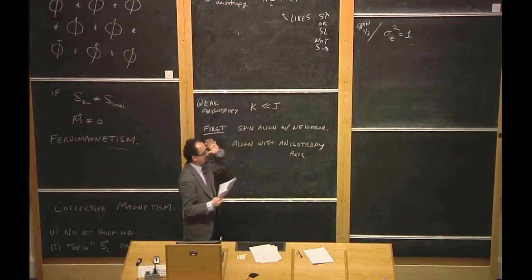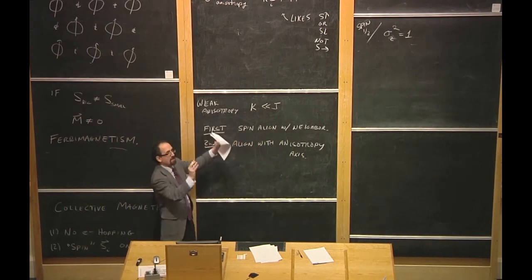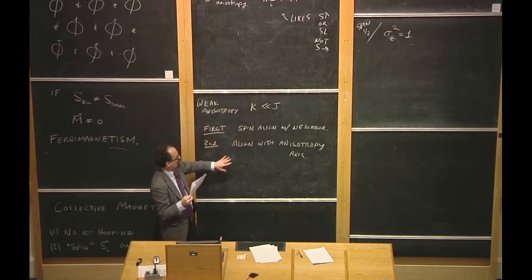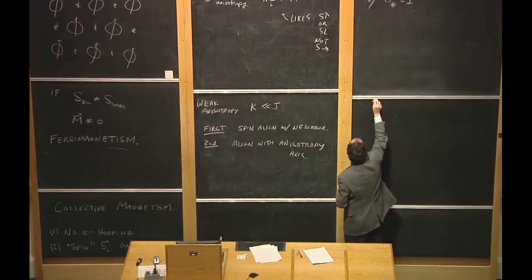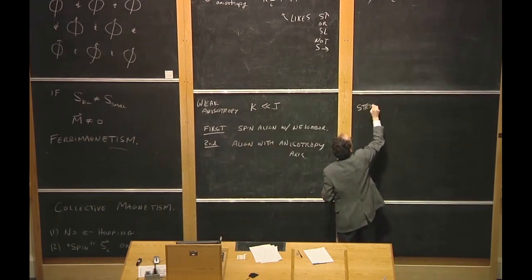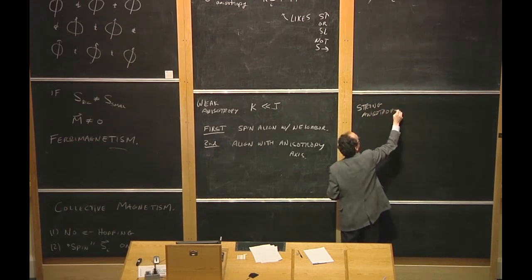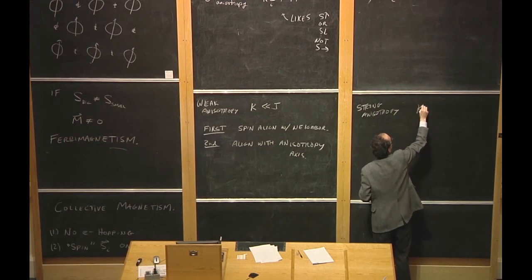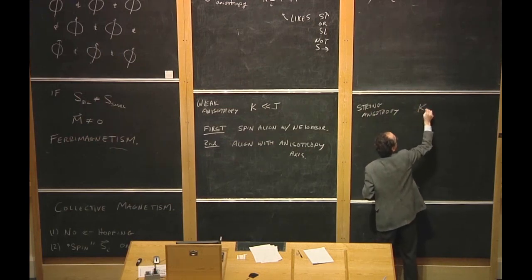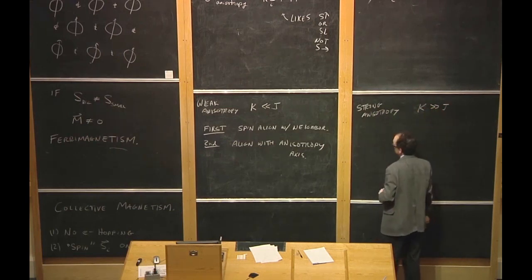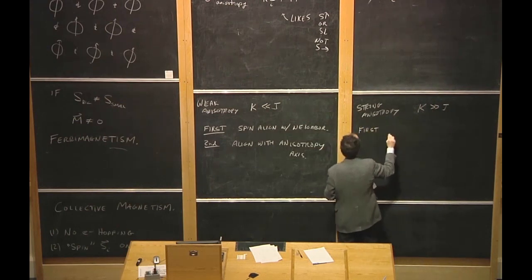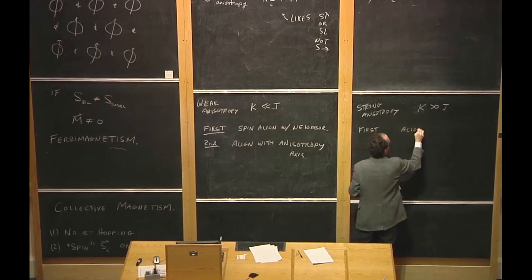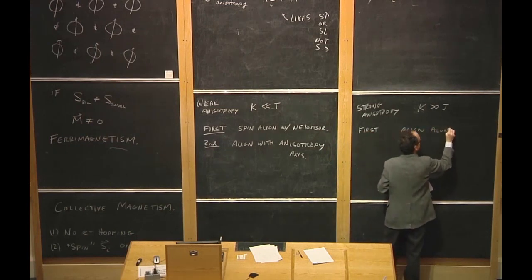So first, you align with your neighbors, and then everyone decides that they're better off if they all align with the anisotropy axis. Now, if you compare that to the case over here, strong anisotropy, meaning this anisotropy constant kappa is much bigger than J, then first you want to align along the anisotropy axis.